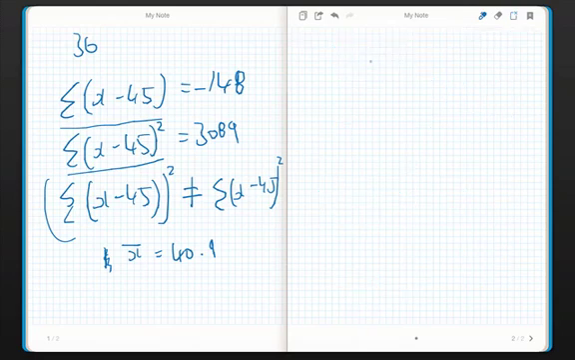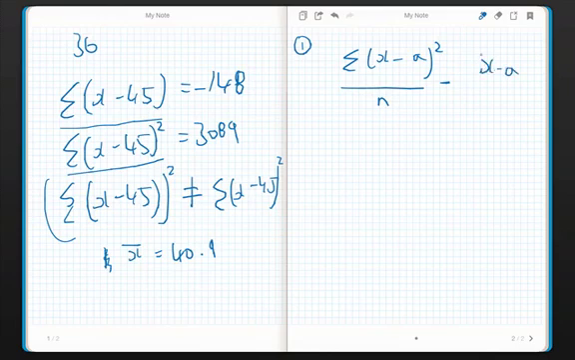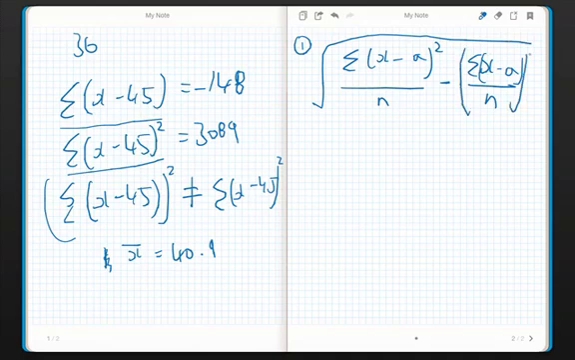Let me clear this page. The standard deviation formula is slightly more complicated. It's sigma of (x minus a) squared, divided by n, minus the sigma of (x minus a) divided by n, this whole thing squared. You root this whole thing. Now this is equal to your sigma, or your standard deviation.